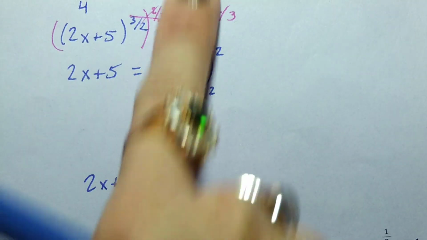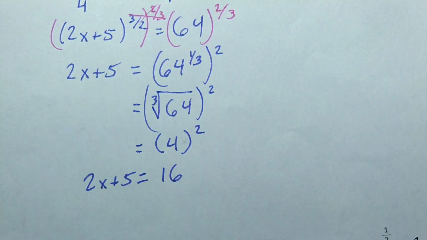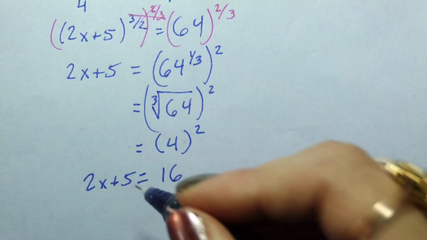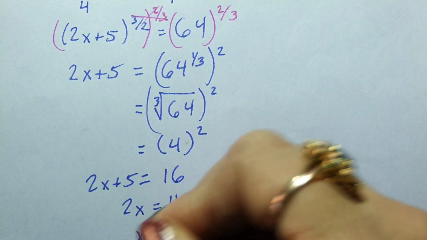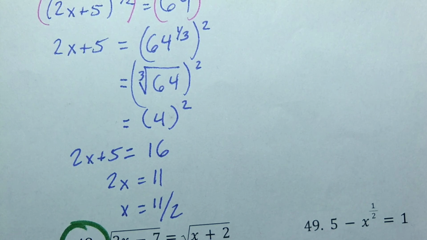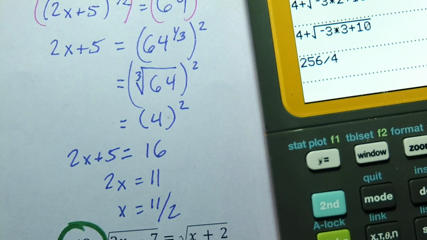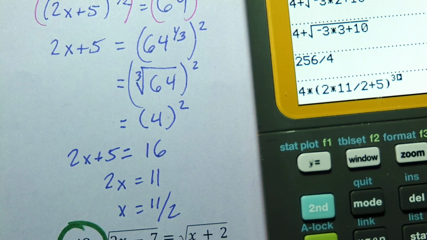And folks, I would like you to show this work just to give you some more practice with that stuff we were doing a couple of days ago with not using our calculator. So go ahead and show that lovely work. So 2x is 11. X is 11/2 or 5.5. But we're not going to put a box around it. We're going to type this in on our calculator. 4 times parentheses 2 times 11/2 plus 5 raised to the 3/2 power.